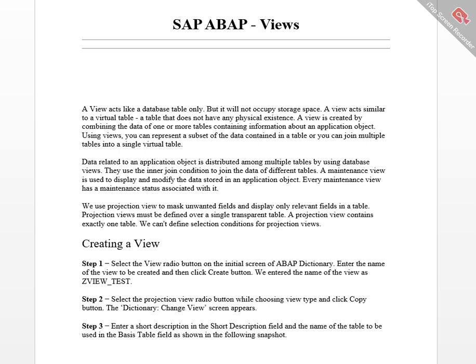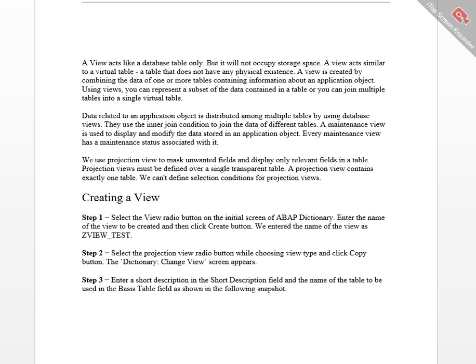Creating a view. Step 1. Select the View radio button on the initial screen of ABAP Dictionary. Enter the name of the view to be created and then click Create button. We entered the name of the view as ZView_test. Step 2. Select the Projection View radio button while choosing View type and click Copy button.